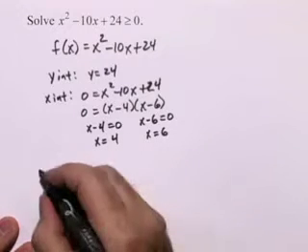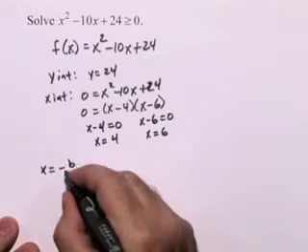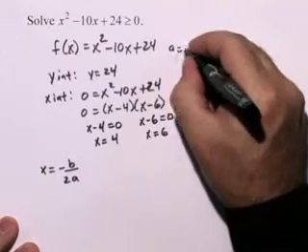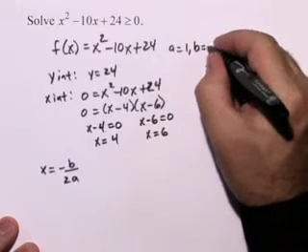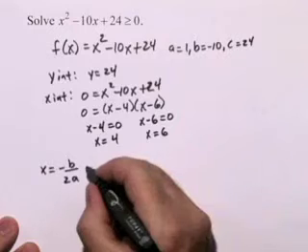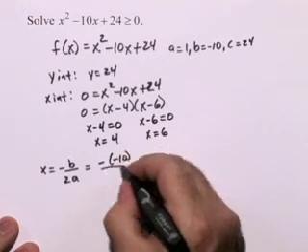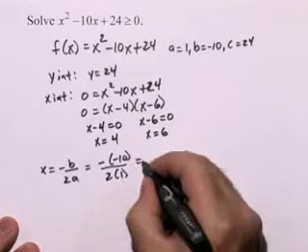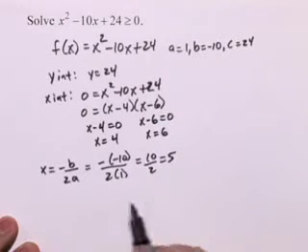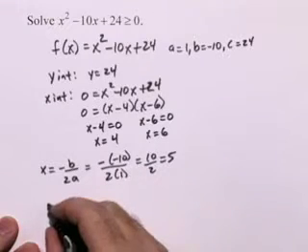We'll also find our vertex. We can get the x-coordinate of the vertex by using negative b over 2a. Come back up to our function, see that a is equal to 1, b is equal to negative 10, and c is equal to 24. So we'll have x is equal to negative negative 10 over 2 times 1, which is 10 over 2, which equals 5.